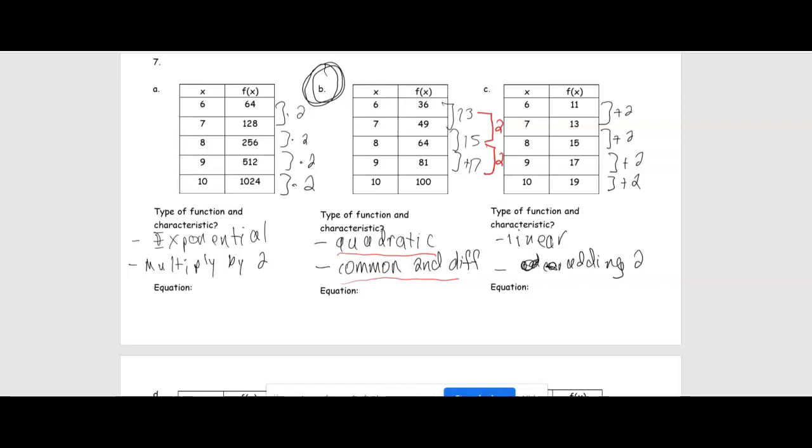And then letter C, again, it's linear. We've done plenty of those over the years, but it's just been a while. All right, so see if you can get those three equations.